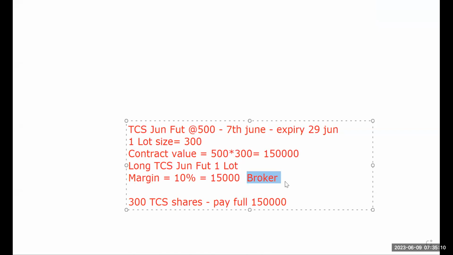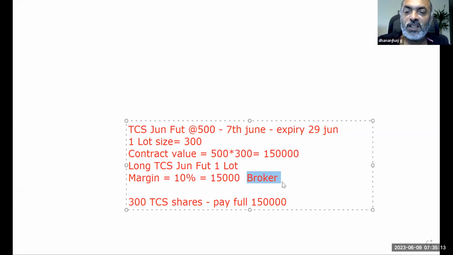Okay, sir. You understand? Broker means your Sharekhan, Kotak Securities, so many brokers are there. ICICI.